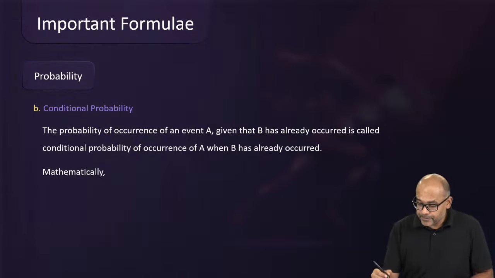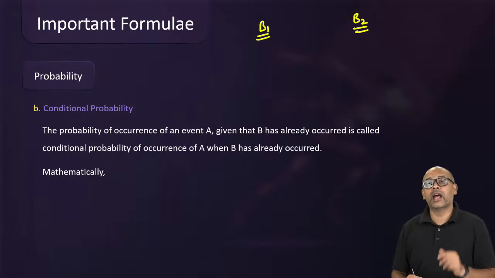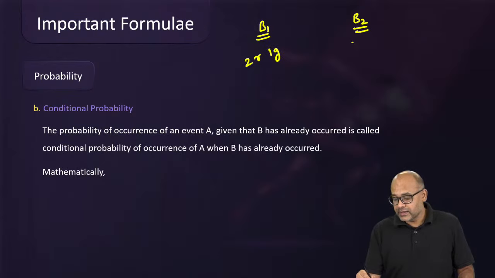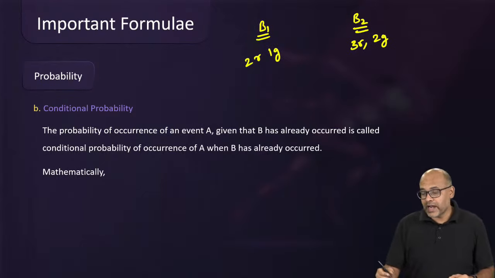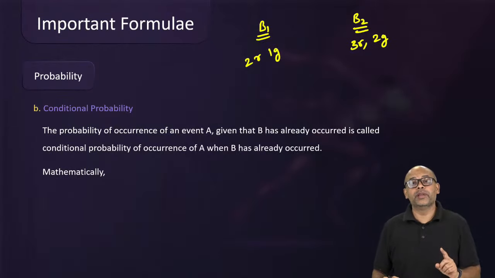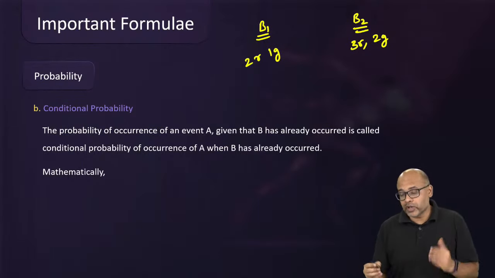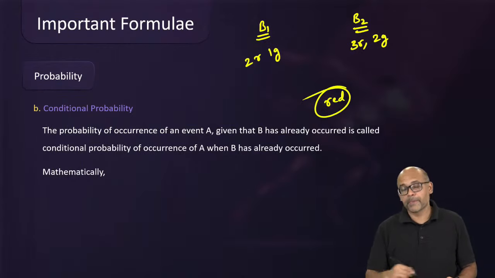Yes, so let us say there is a bag 1 and bag 2, right? Bag 1 has 2 red balls and 1 green ball, and bag 2 has 3 red balls, 2 green balls. Now I say I draw one ball randomly. I pick a bag randomly and I draw a ball randomly. And I found the ball to be red in color.